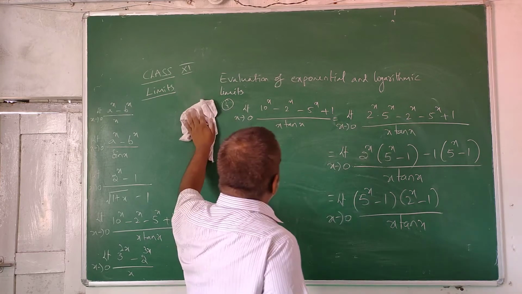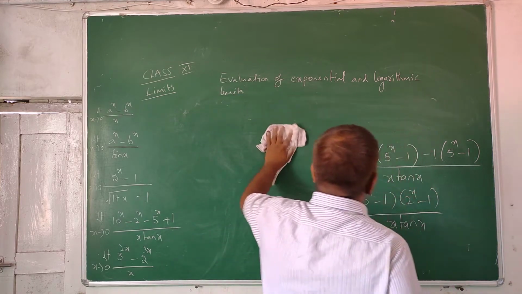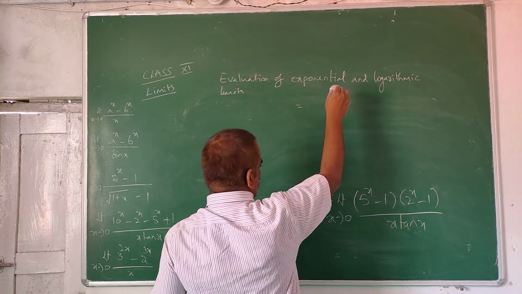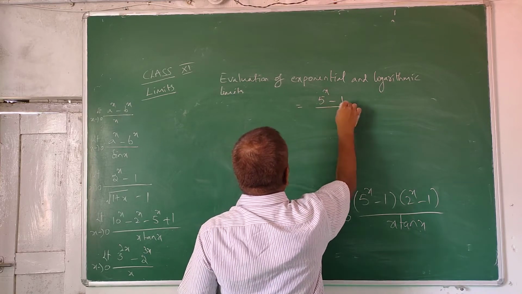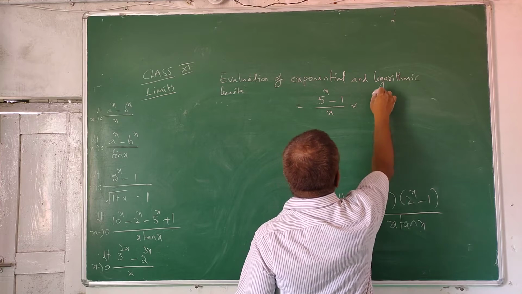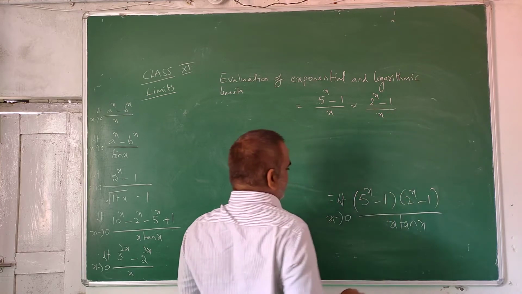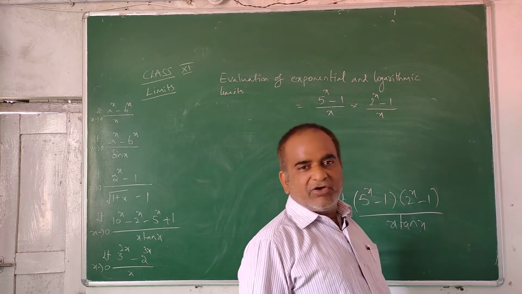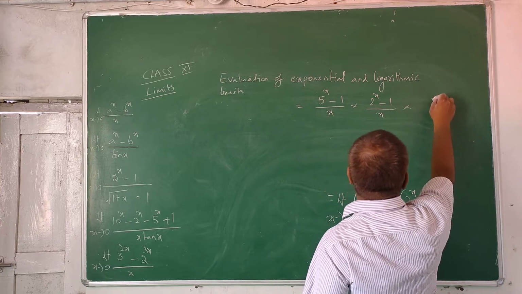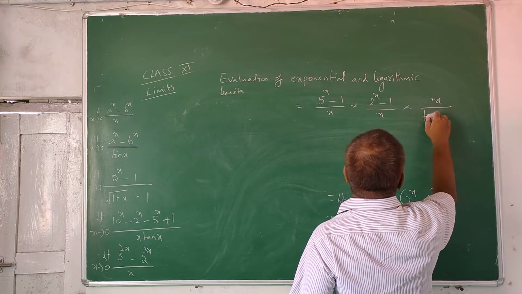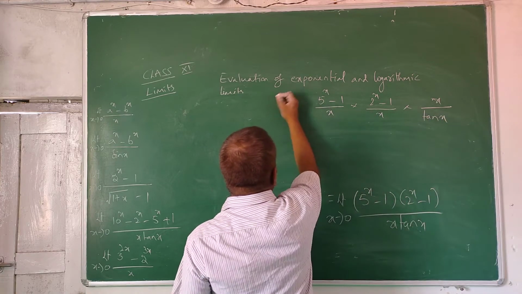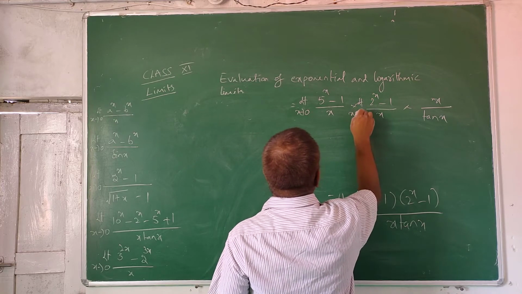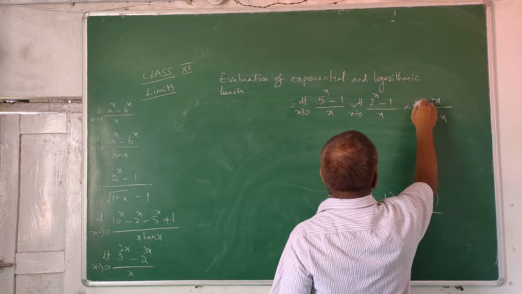So coming to the next step. This is equal to 5 power x minus 1 by x into 2 power x minus 1 by x. Actually we are supposed to take only one x, but x into x has become x square, so one x has to be balanced. For that I am taking x by tan x. Now if you apply the limit separately, limit extends to 0, limit extends to 0, limit extends to 0.